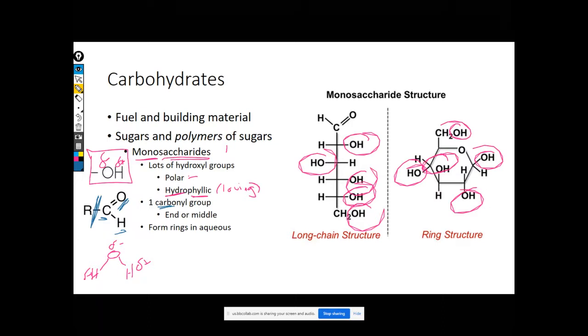So here's our example. If I look at my chain version, here's my carbon, here's my double bonded oxygen, here's my hydrogen, there's my other stuff, right? Can be very, very long, can be very, very short. I don't care because this part is the part that makes up the carbonyl group. On the chain structure, the carbonyl group is very easy to see. That double bonded oxygen sticks out like a hiker's thumb.